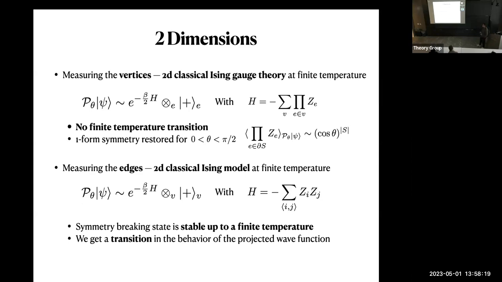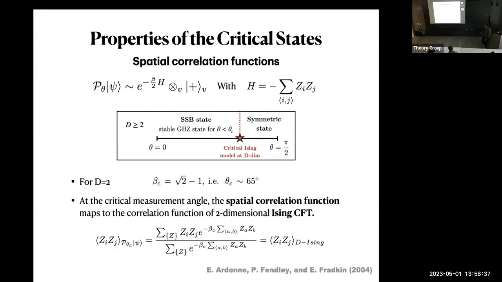So that tells you the preparation of the toric code is unstable if you move away from the ideal limit, but the preparation of the GHZ state in 2 dimensions is stable if you measure it away from the theta equal to 0 limit. You will still get a symmetry breaking state. So this reiterates what I'm saying. So we can find the critical measurement angle.